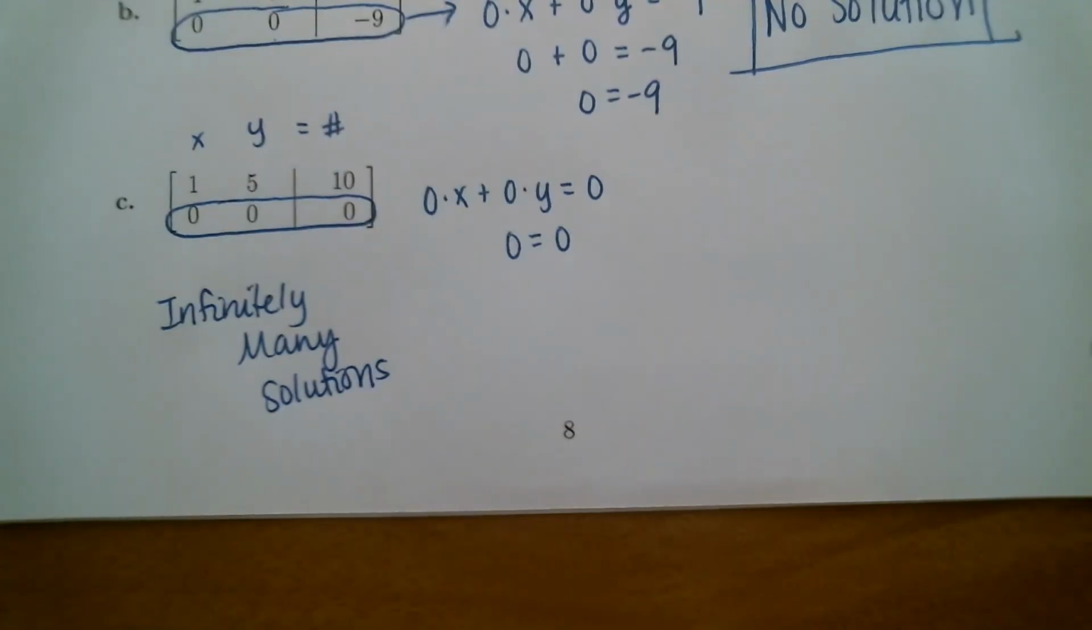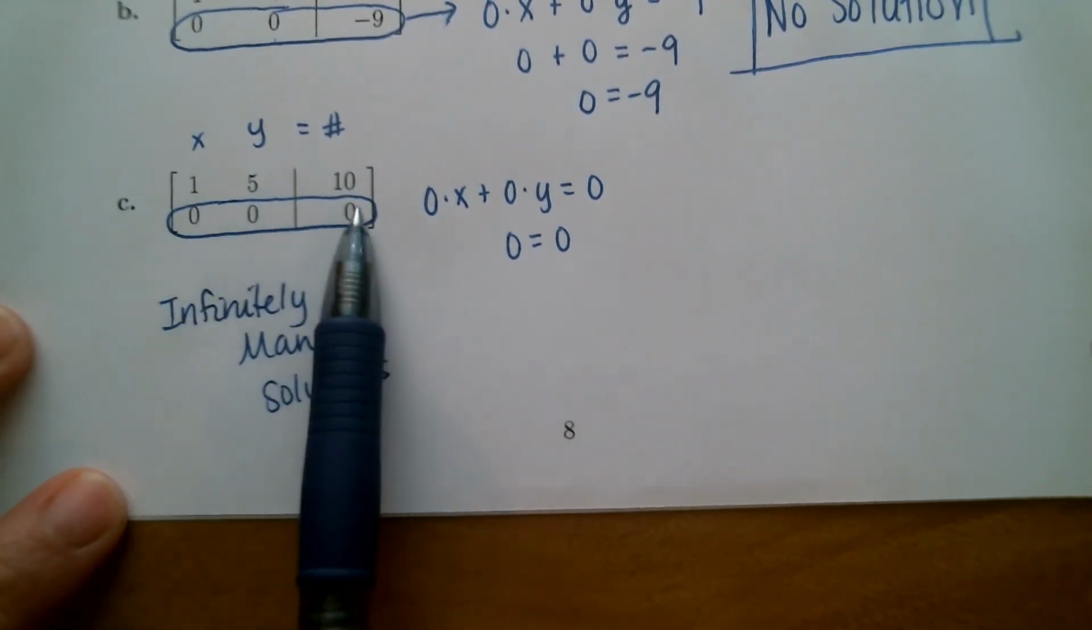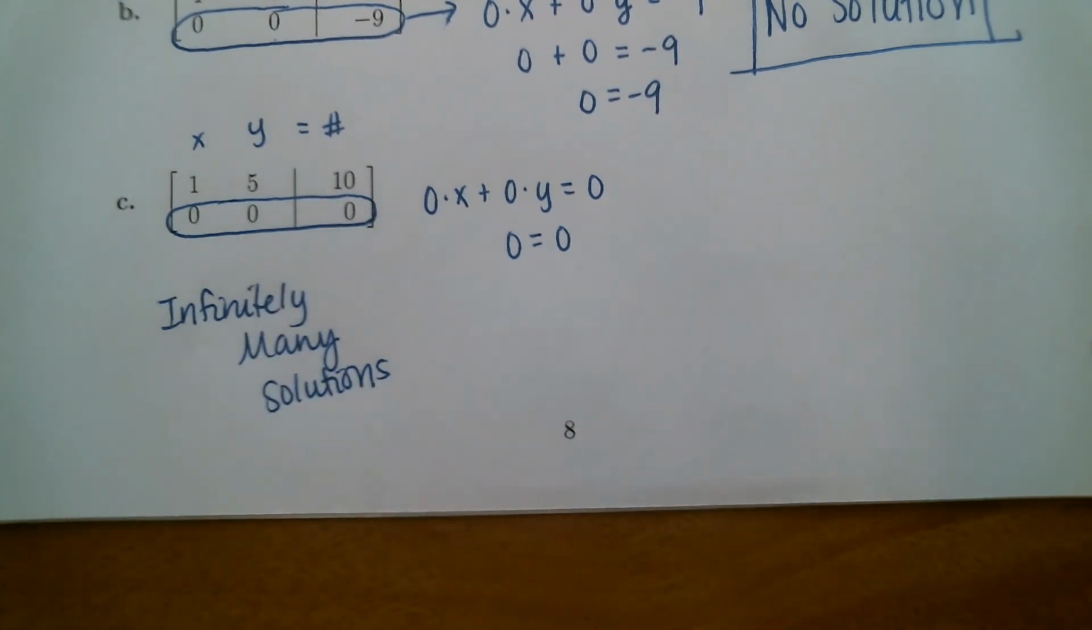Your original system, whatever it is, if you were to graph those lines out, they would be the same line. Every point on that line is going to be a solution to the system. So you are going to have to parameterize. To do that, you need to use the first row. The bottom row of all zeros indicates that there's infinitely many. You use the top row to parameterize.